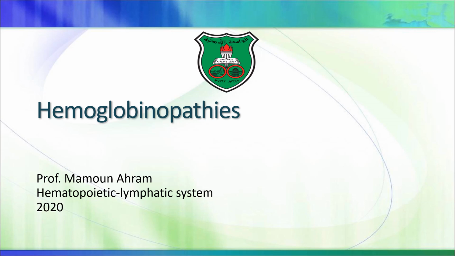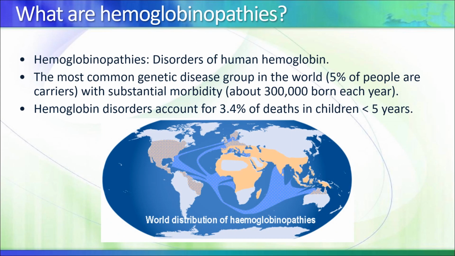So in this lecture, we'll be talking about hemoglobinopathies. Let's first define what hemoglobinopathies are. Hemoglobinopathies are basically disorders of human hemoglobin. Basically, we have a deficiency in the oxygen transport system.